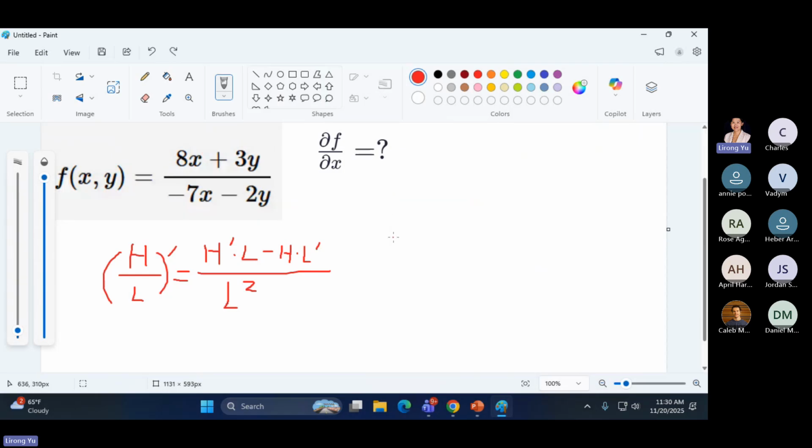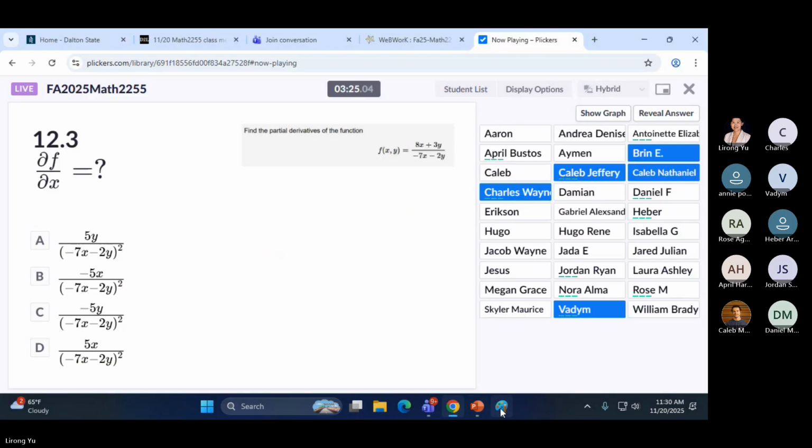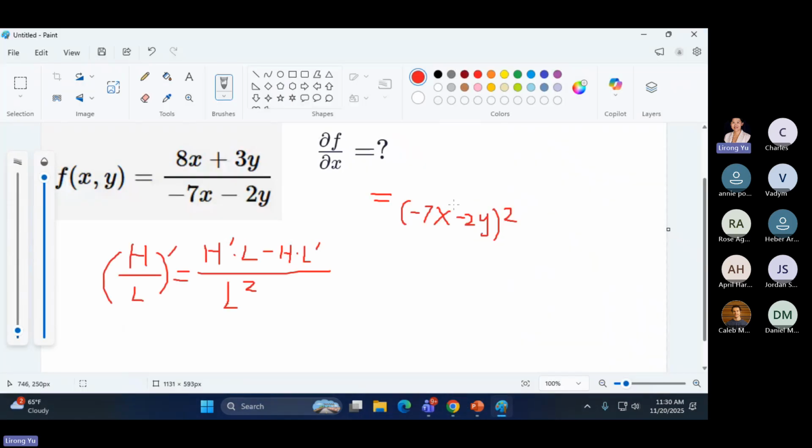Yes, I should. This is equal to the denominator squared. Okay, I didn't write it wrong. The denominator should be squared, and for the numerator, you find the derivative of the numerator. So we find d/dx of the numerator, which is this part, the h prime. The numerator is 8x plus 3y.